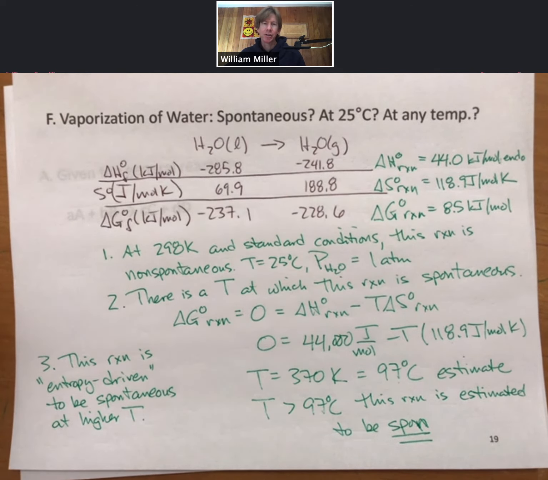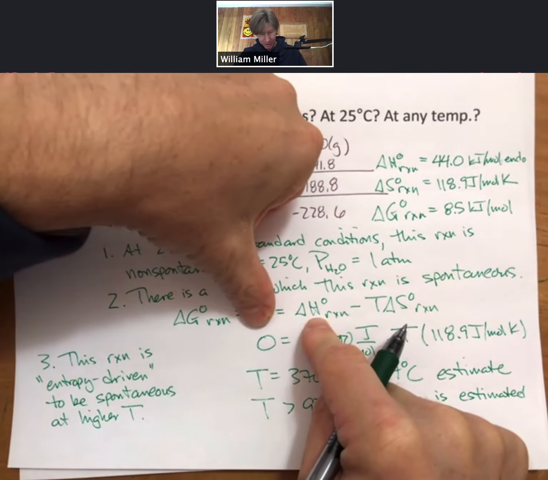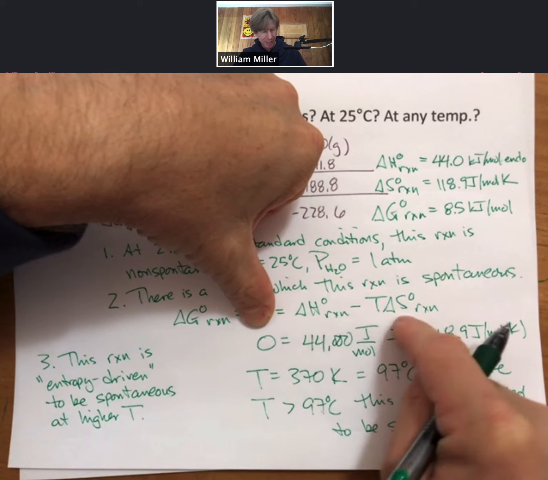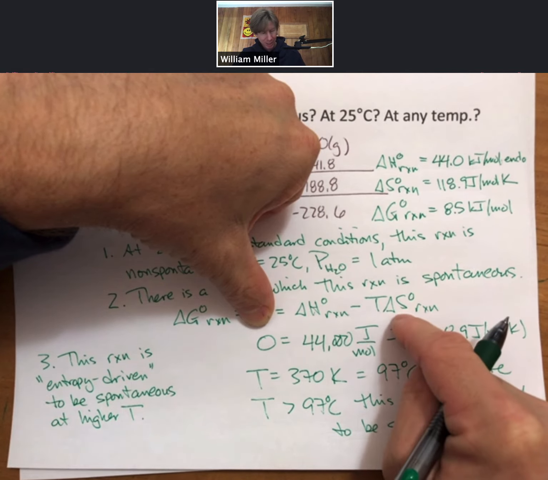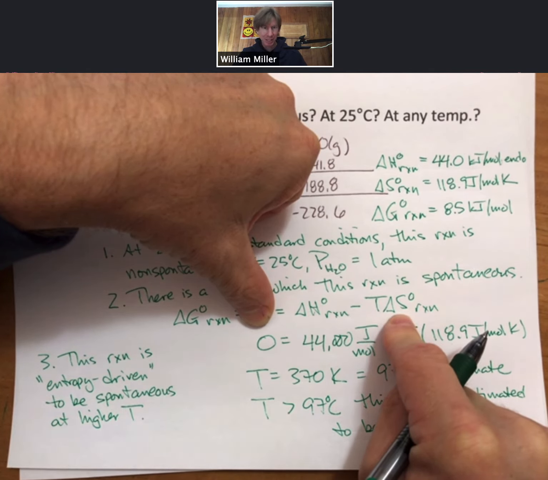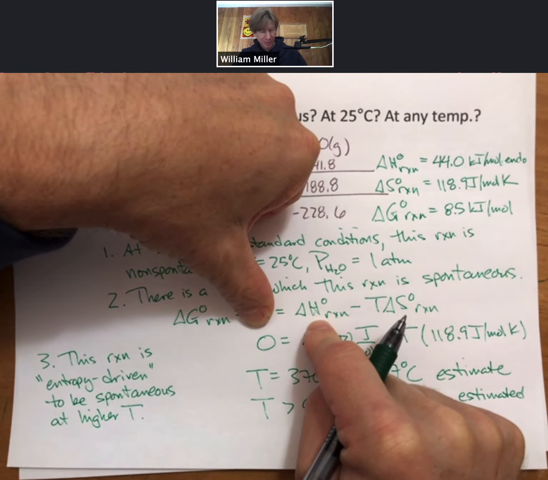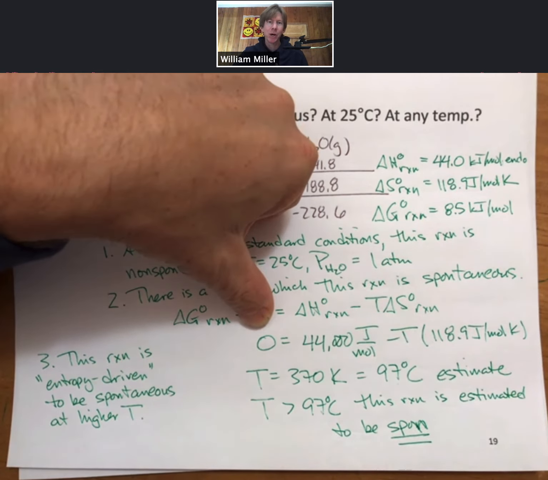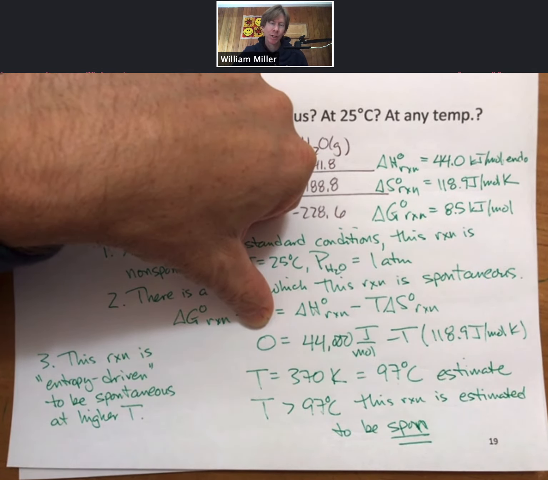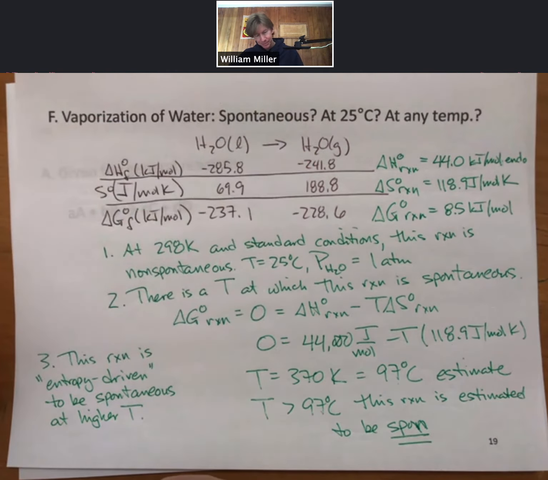And in general, the term in this equation on the right-hand side that tends to make it spontaneous is what's called driven. So the reaction can be entropy driven if delta S is positive. It can be enthalpy driven if delta H is negative. It can be driven to be spontaneous by both of these terms or neither of these terms.